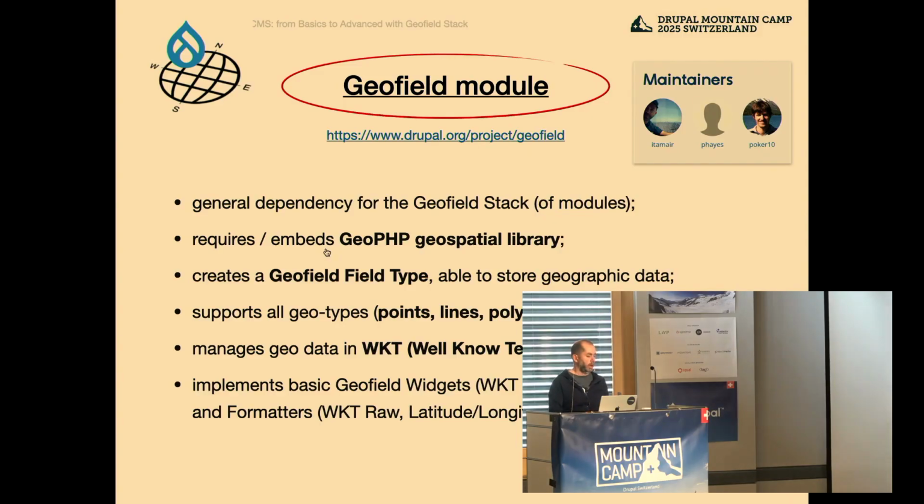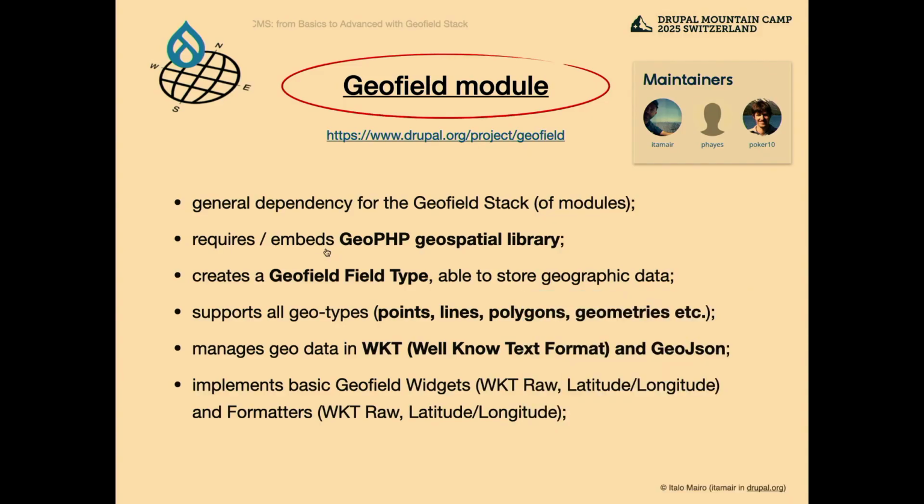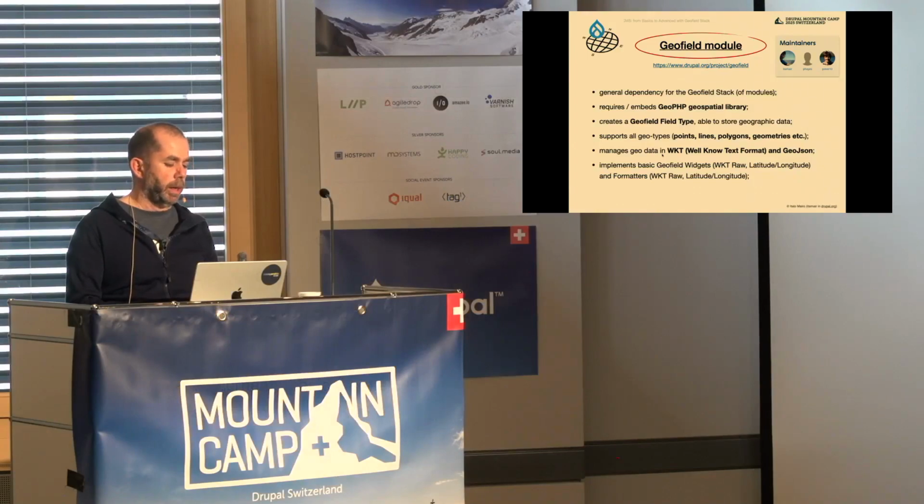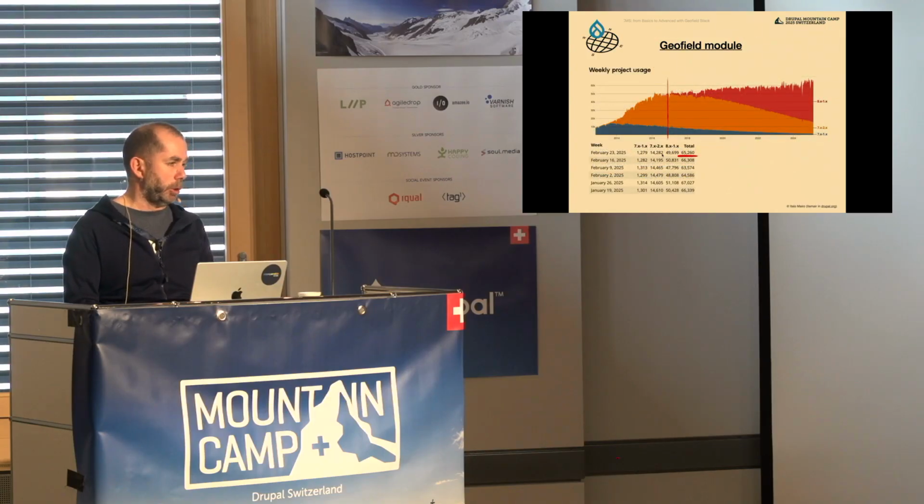It creates a Geofield field type based on the geoPHP geospatial library, and it supports every kind of primitives: points, lines, polygons, geometries. Basically, it stores data in well-known text that is supported by MySQL, but also supports input in GeoJSON, so very modern. And it doesn't provide more than a raw well-known text widget, a latitude and longitude widget, and formatters. Nothing more than that. It's very much used in the community. I took over this module since Drupal 8.